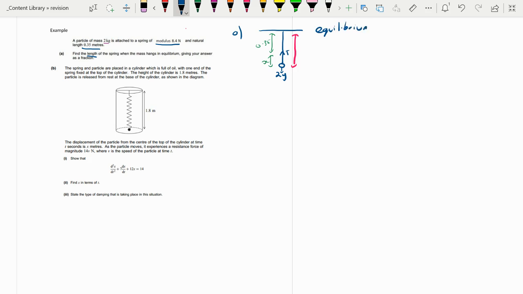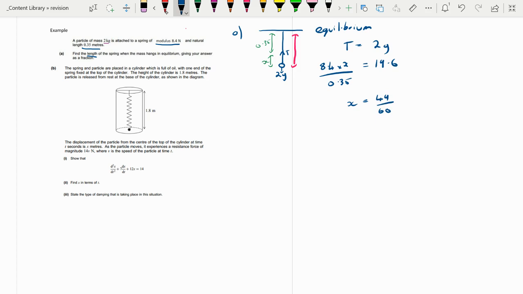Very similar to the previous example that we did. It's going to be tension equals 2g, and I'm going to apply everything in. So I've got lambda, which is 8.4, times x, which I don't know, all over 0.35, and I'm simply going to solve that for x. Gives me 49/60. Now that's the extension.